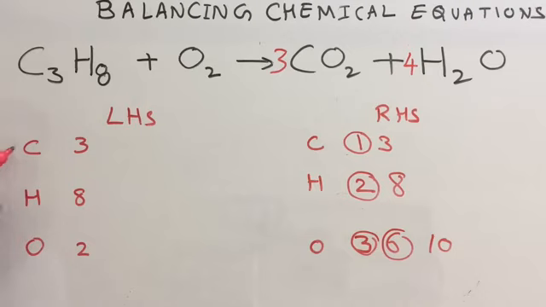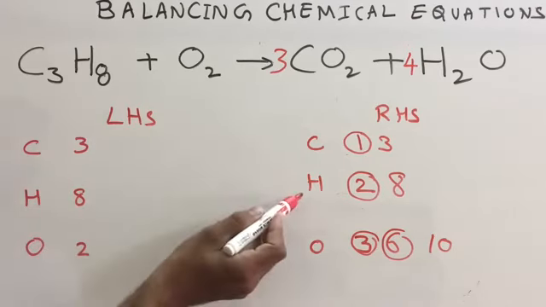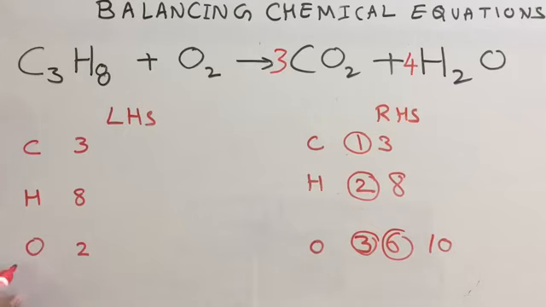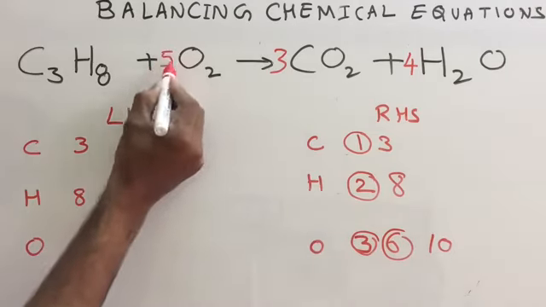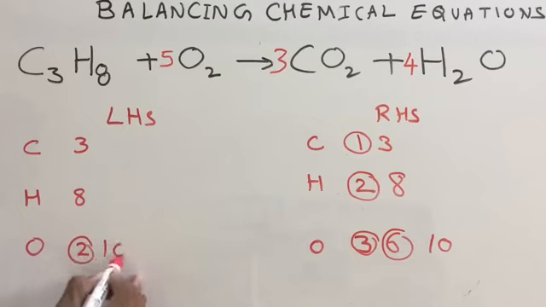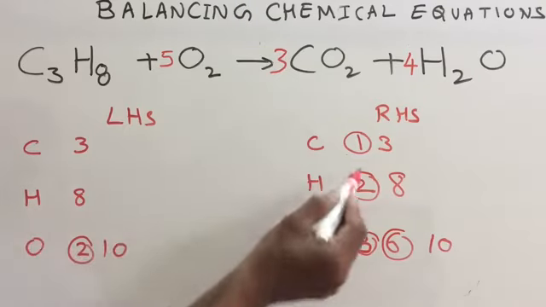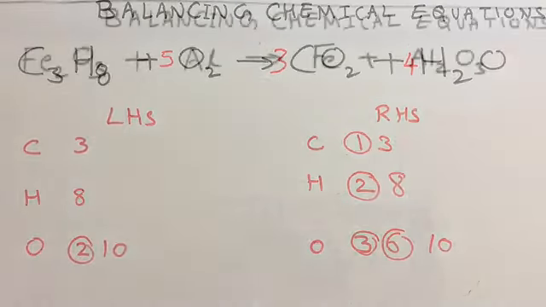Now compare. Carbon, you have 3 on LHS, 3 on RHS, balanced. Hydrogen, you have 8 on LHS, 8 on RHS, balanced. But oxygen, you have 2 on LHS, 10 on RHS. So simply multiply with 5, 5 2s are 10. Thus you check here 3, 8, 10, 3, 8, 10. So your equation is balanced. One more equation.